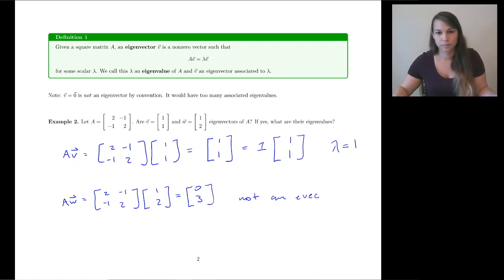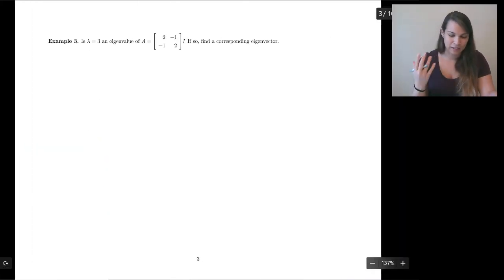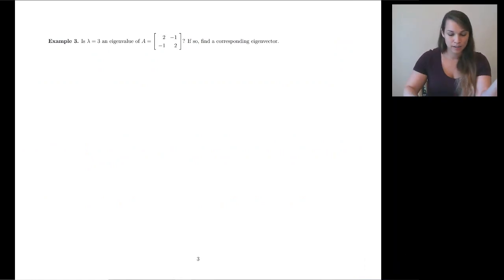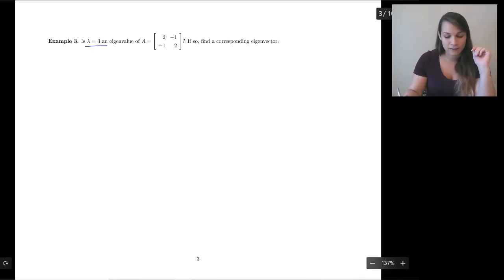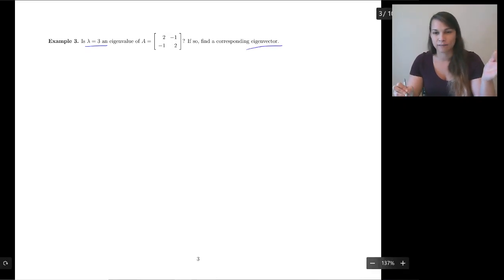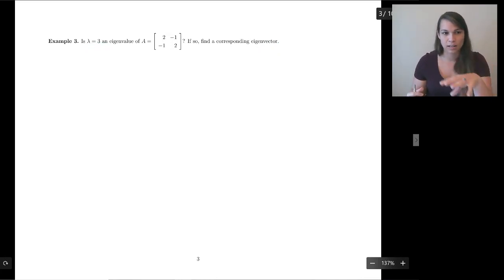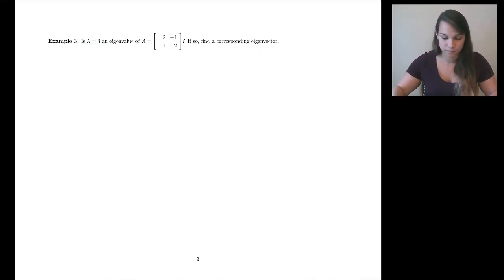Okay. So checking if a vector is an eigenvector is not so bad, but how do we find them to begin with? Let's go with this example. This time I'm going to ask if a number is an eigenvalue, and if it is, I'm going to ask you to find the corresponding eigenvector. So hopefully having an eigenvalue will tell us how to get an eigenvector.